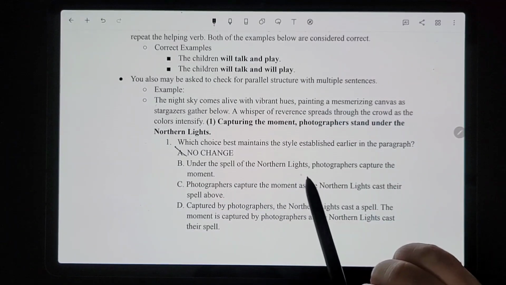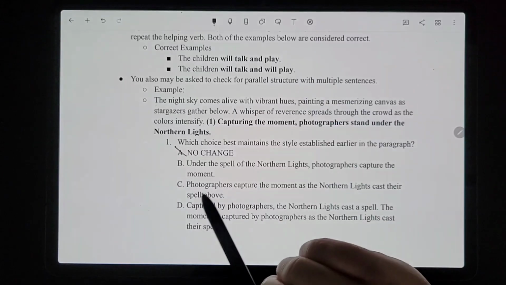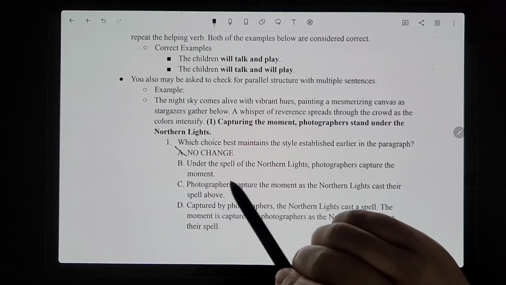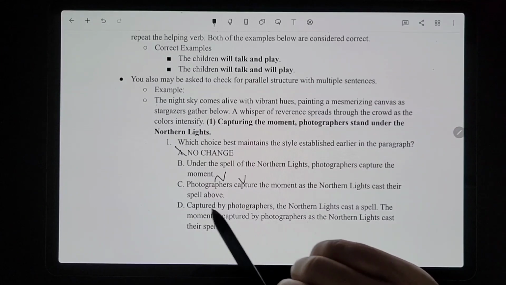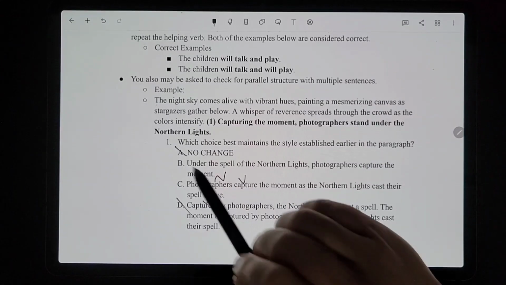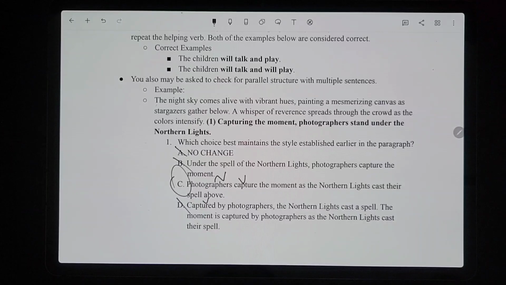Under the spell of the northern lights, no. Photographers capture, noun followed by verb. Captured by photographers, no, that's a verb starting it. So it would have to be C, the only one that maintains that noun-verb pattern.